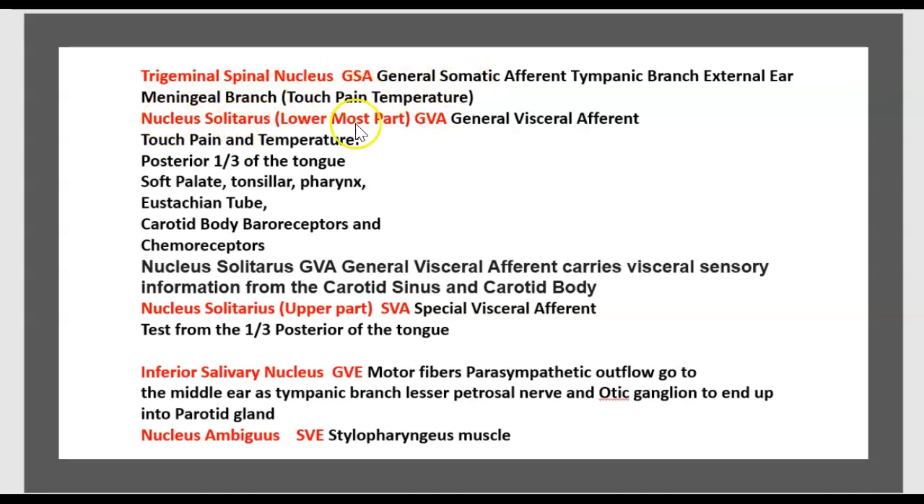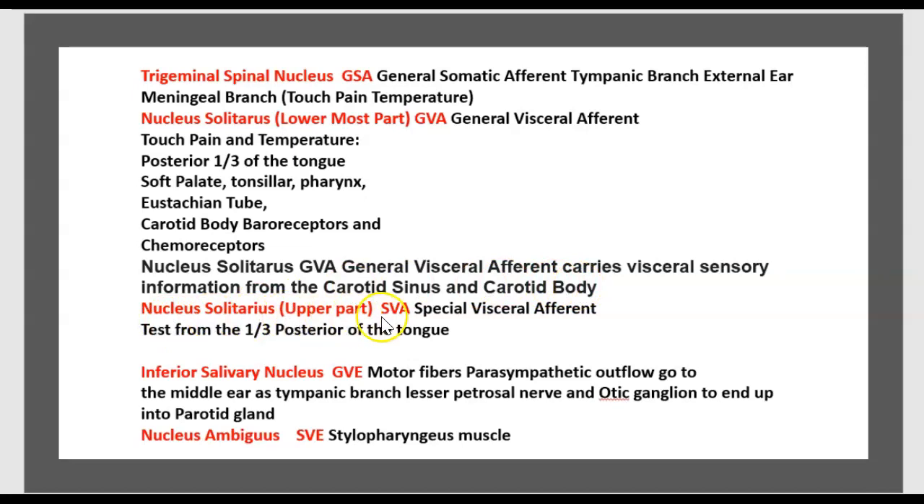Nucleus solitarius, lowermost part of the nucleus solitarius. GVA, general visceral afferent, from the posterior third of the tongue, soft palate, tonsil, pharynx, eustachian tube, and carotid body, baroreceptor and chemoreceptor. GVA carries visceral sensory information from the carotid sinus and carotid body.